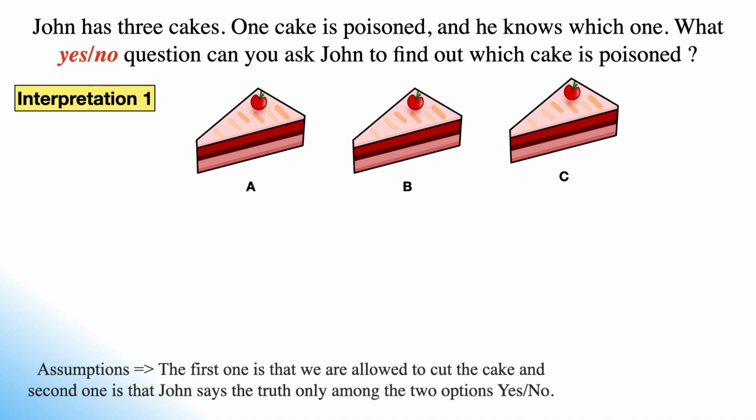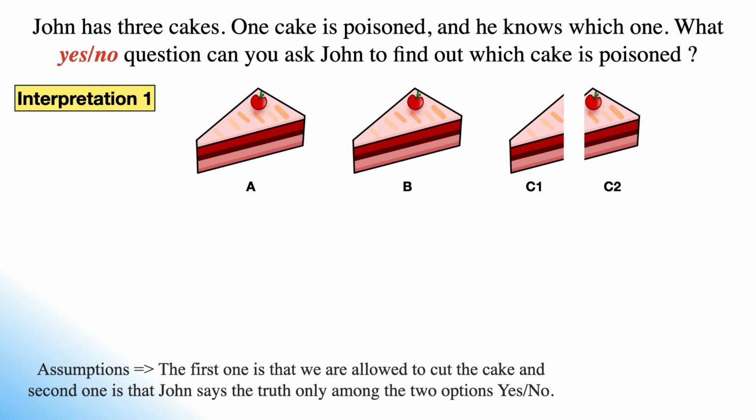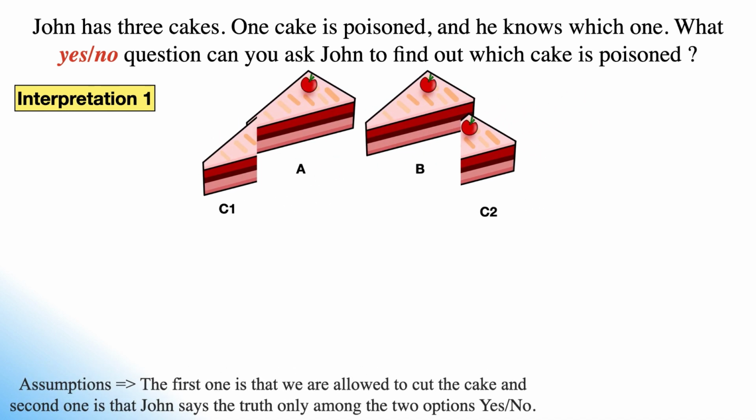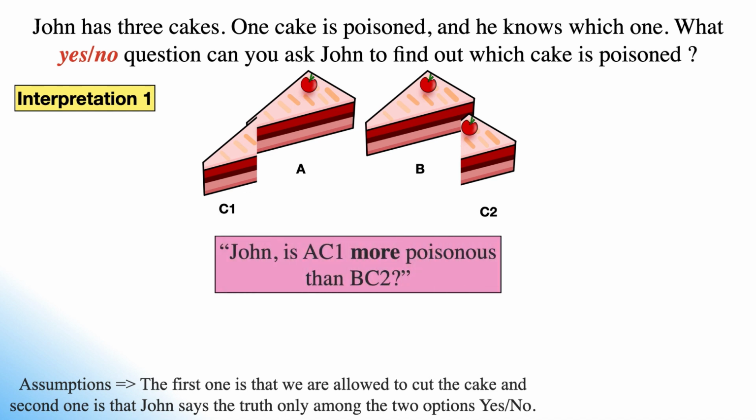So we have three pieces of cake, say A, B, C. Let us cut the cake C into two equal portions, say C1 and C2. Now put C1 with A and C2 with B. So we have now two segments of cake pieces, that is AC1 and BC2. Now our question to John is, John, is AC1 more poisonous than BC2?